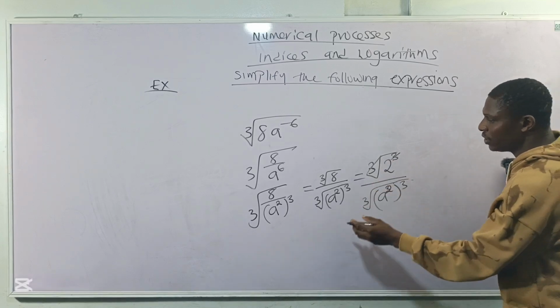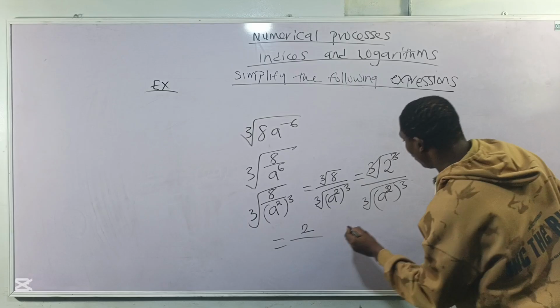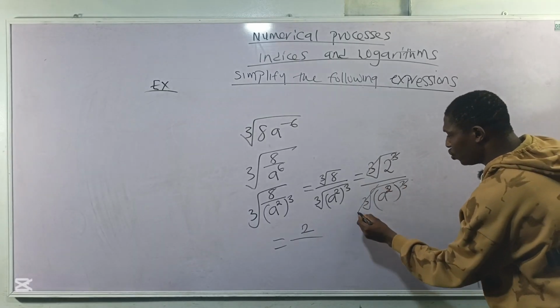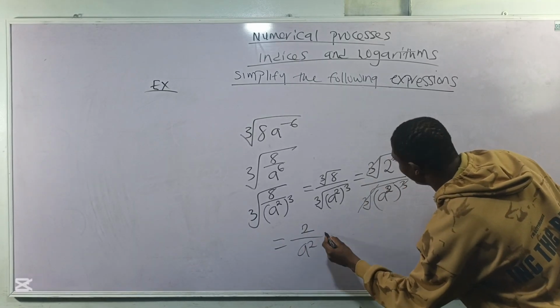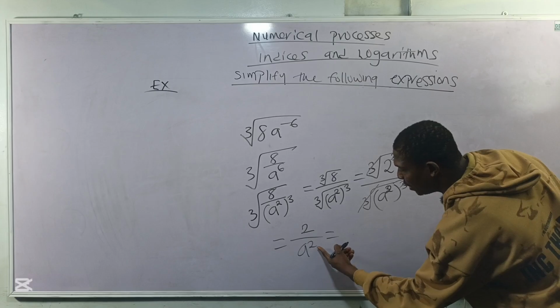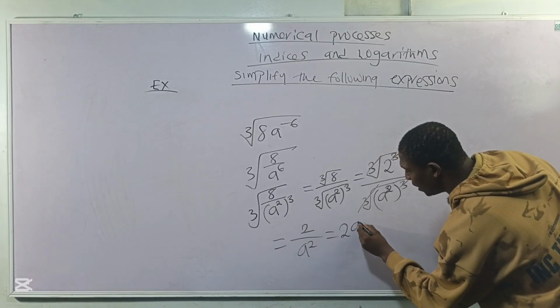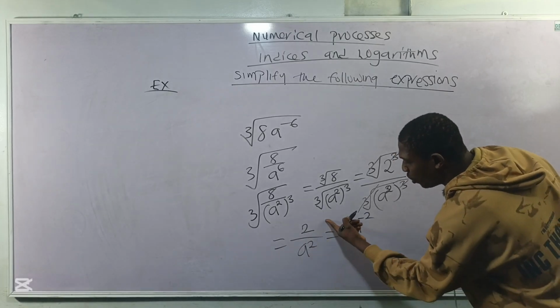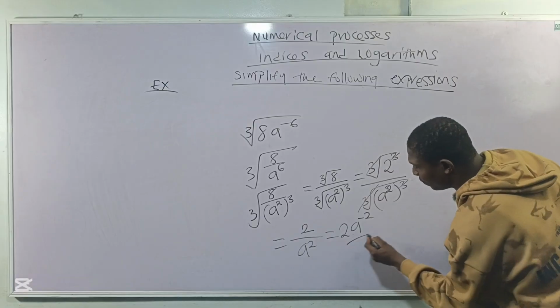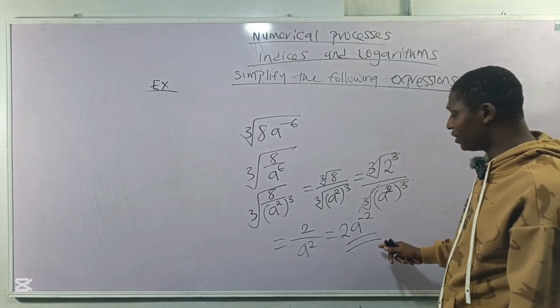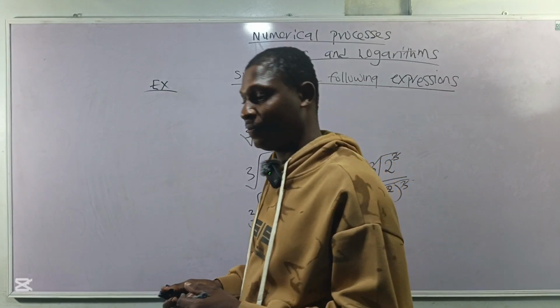So we cancel this and I'll have 2 all over, we cancel cube root, I have my a square. So this can be 2 all over a raised to power 2 or 2a raised to power minus 2. When it comes to the top, it carries a negative value. So this is my answer.